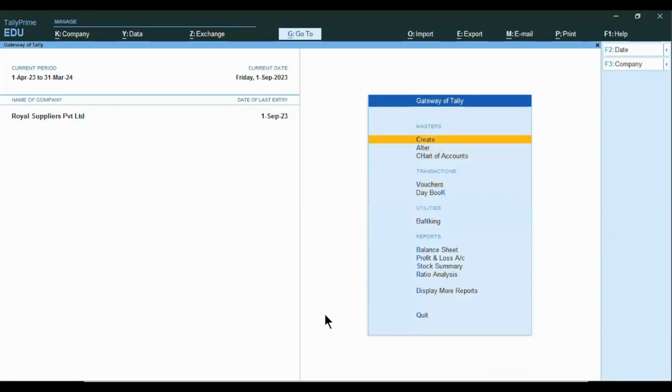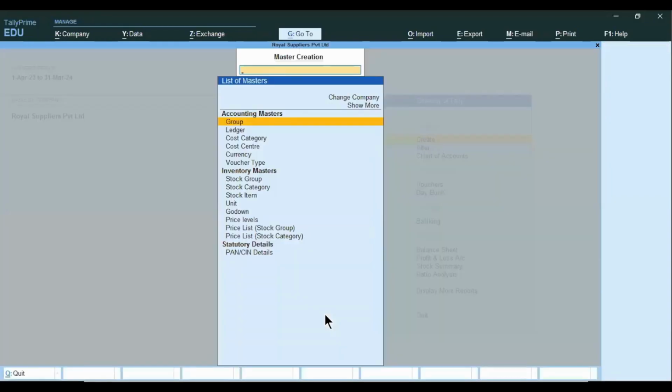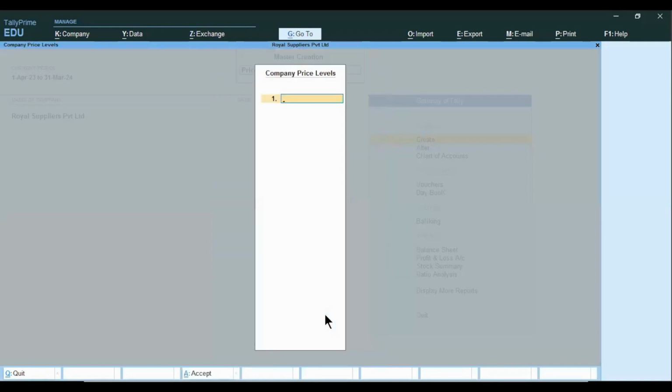So create, see here price levels are there. First we have to create price levels. Suppose we are creating different types of price levels. If you are selling to retailers, if you are selling to wholesalers, or within the area, suppose within Maharashtra, outside Maharashtra, like this, we can create different price levels and we can attach these price levels to our customers.